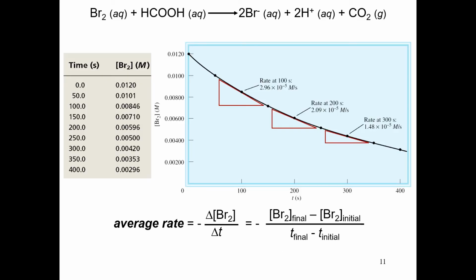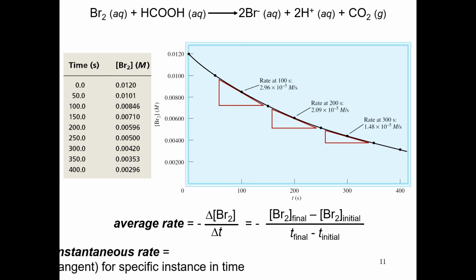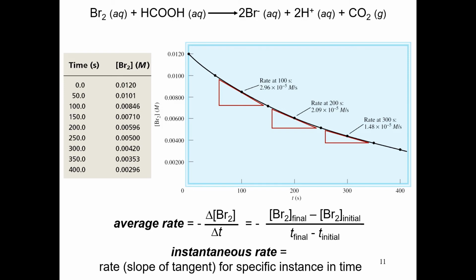Okay, here's the previous slide, and now what we've done is we've picked 3 points, right? 100 seconds, 200 seconds, and 300 seconds. And we've taken a tangent through that point, and using a right triangle, we can calculate the slope there. And this would be what the instantaneous rate is. It would be the rate, that is, the slope of the tangent for a specific instant in time.